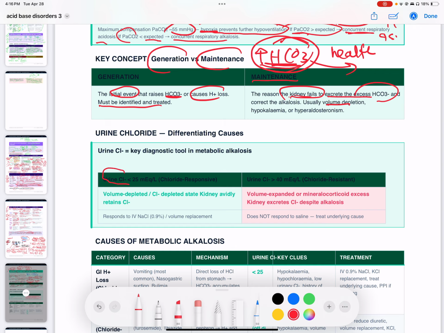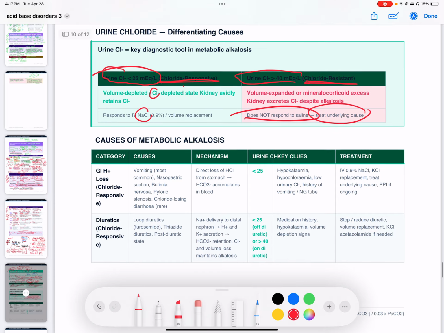So if the urine chloride is low, that means it's a chloride problem. That means it's chloride responsive. That means you need to give NaCl, you need to give them chloride. That means they are losing the chloride, whether in the kidney or the GI. If the urine chloride is above 40, that means the chloride is not the problem to start with. So that's chloride resistant, which means even if you give NaCl, it will not respond to saline. And here you need to treat the underlying cause.